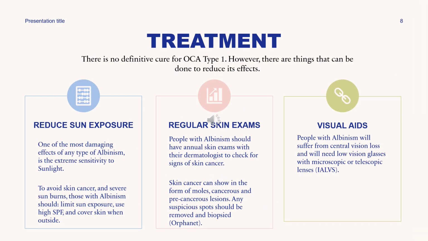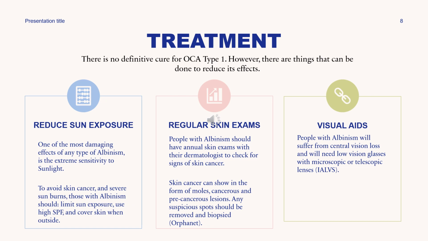So is there a treatment? There is no definitive cure for OCA type 2. However, there are things that can be done to reduce its effects. Here are 3 ways. The first is to reduce sun exposure. One of the most damaging effects of any type of albinism is the extreme sensitivity to sunlight. To avoid skin cancer and severe burns, those with albinism should limit sun exposure, use high SPF, and cover skin when outside.